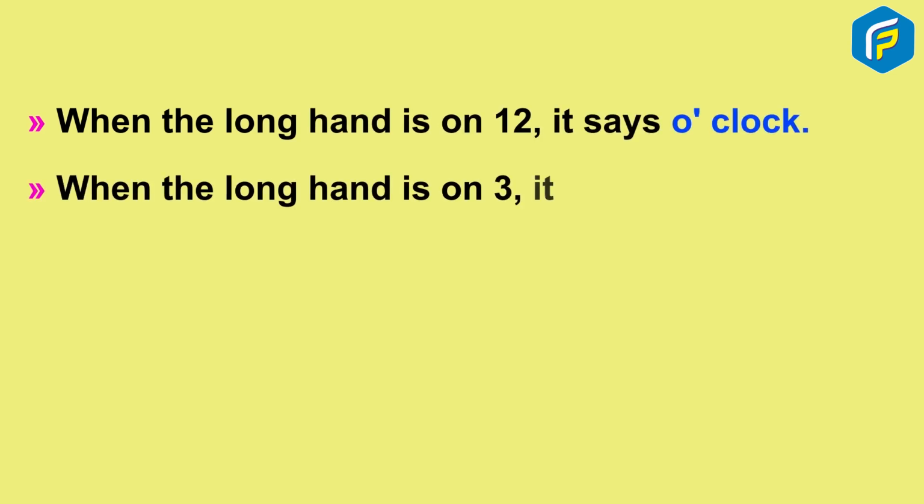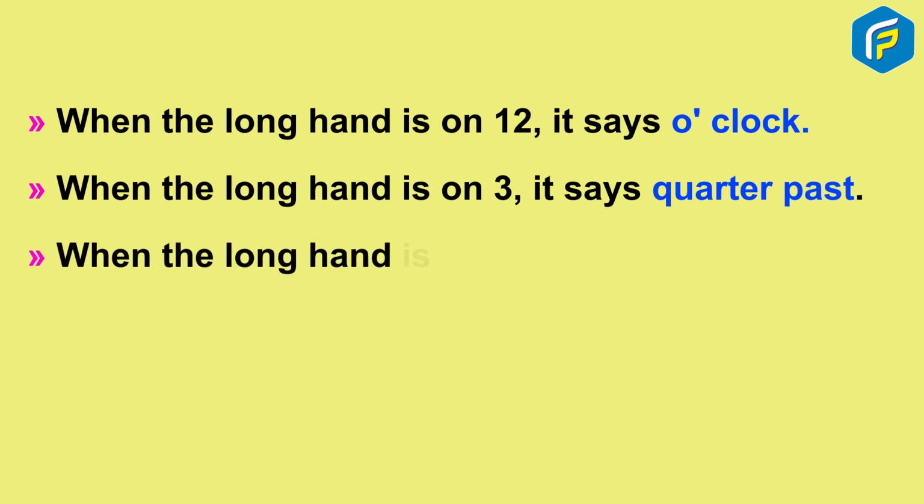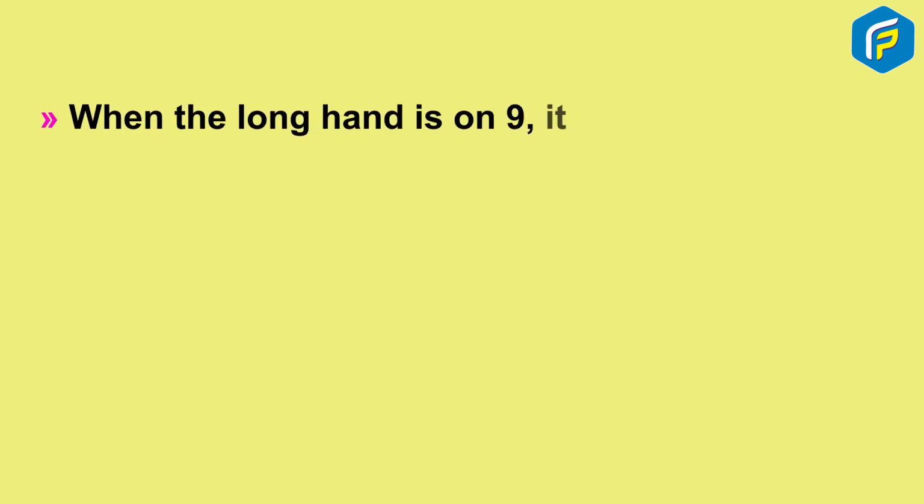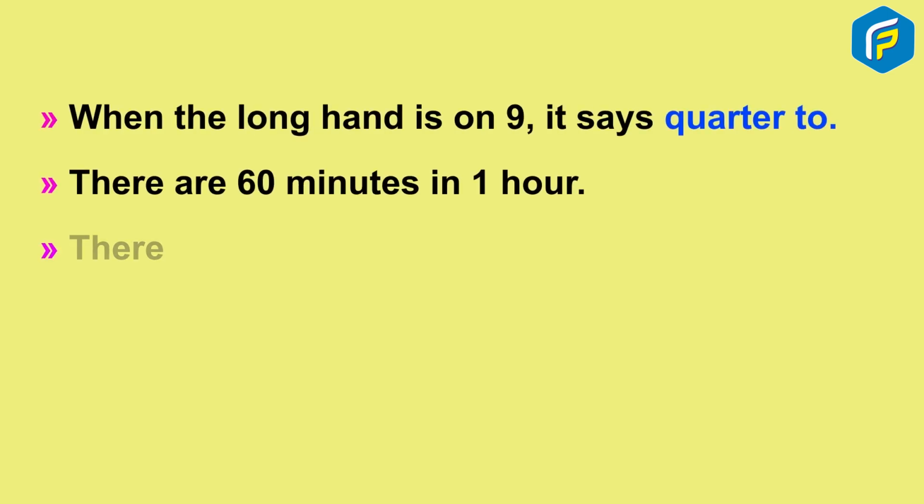When the long hand is on 3, it says quarter past. When the long hand is on 6, it says half past. When the long hand is on 9, it says quarter to.